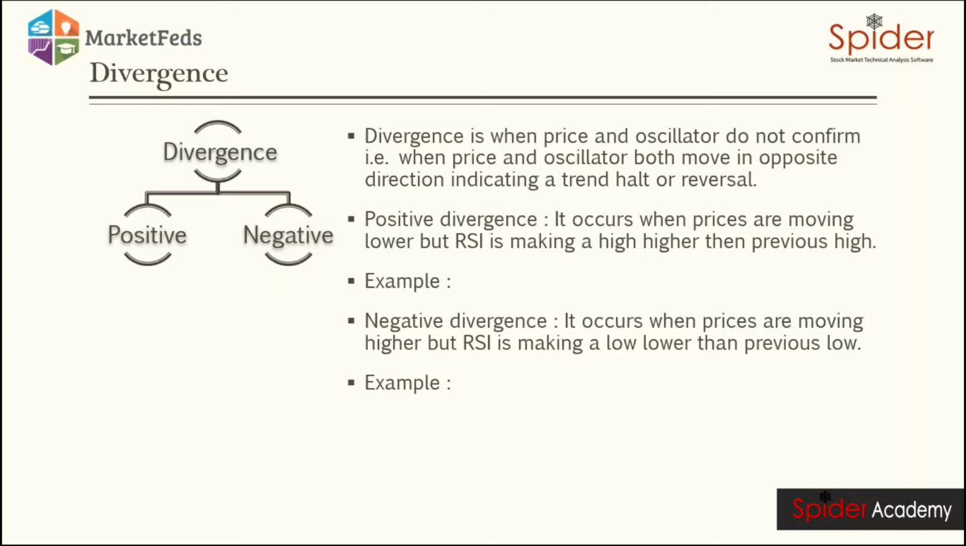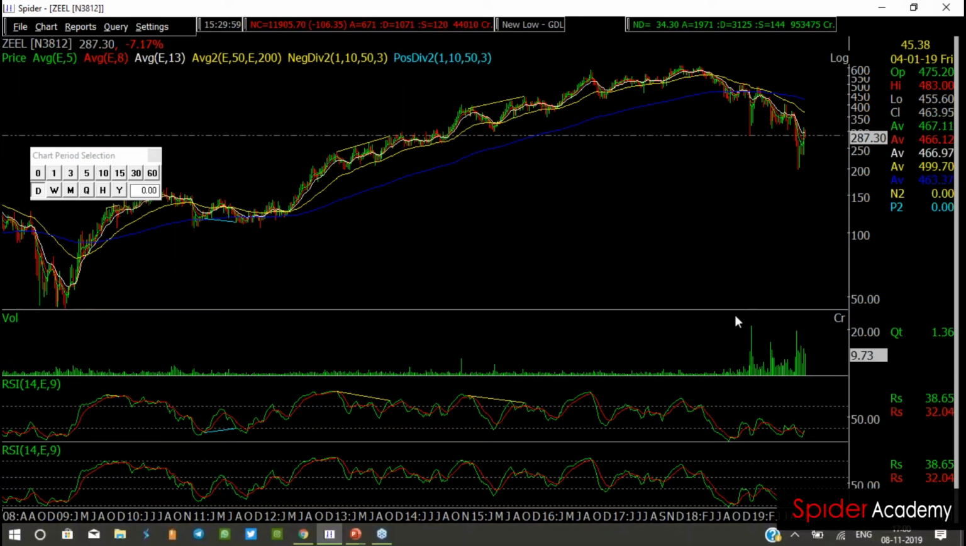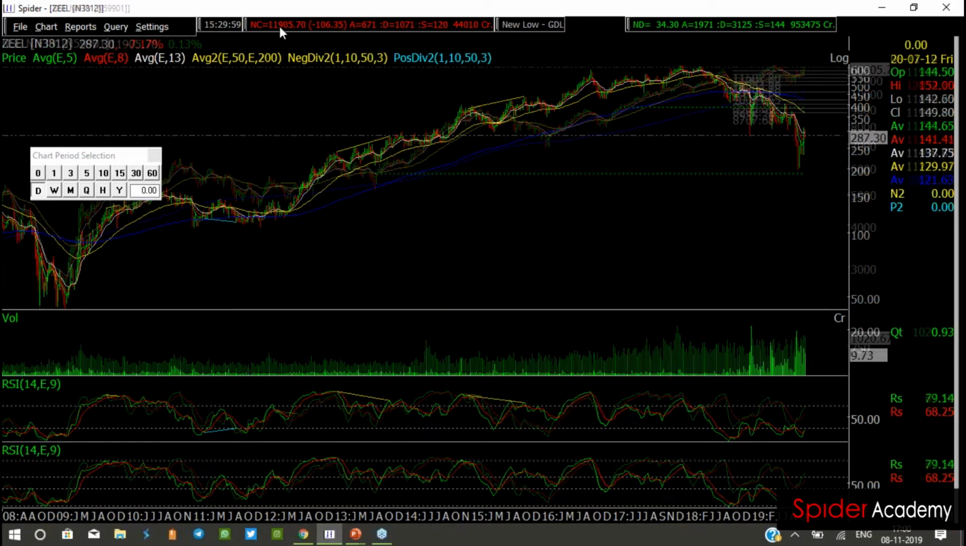One is the positive and the negative, which is your bullish and your bearish divergence. Your bullish divergence is when your prices are moving lower, but your RSI is making a higher high than the previous high. Right? Let's take up an example over here, if we can spot a bullish divergence.